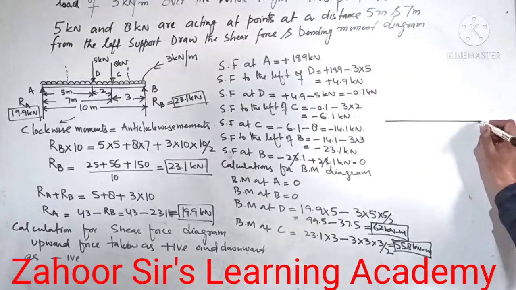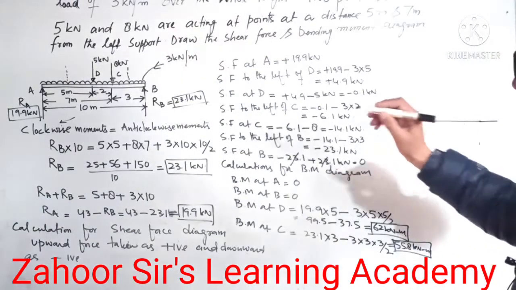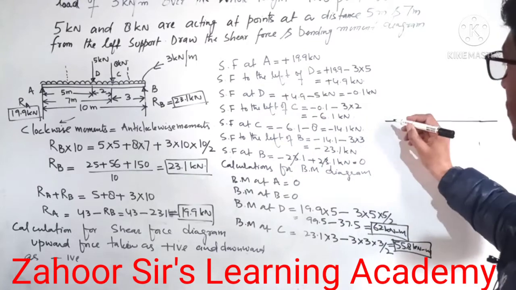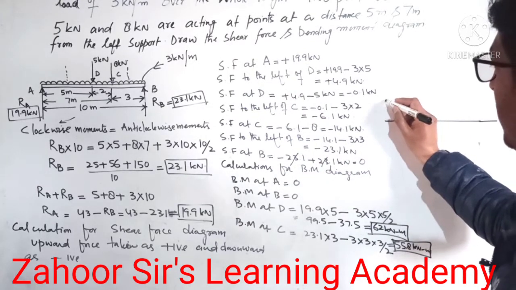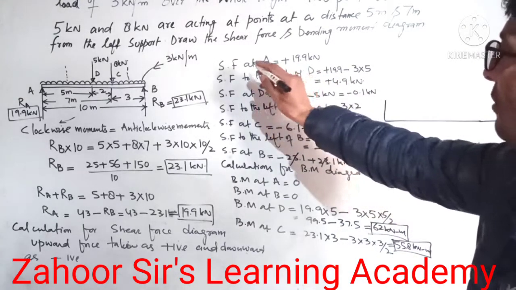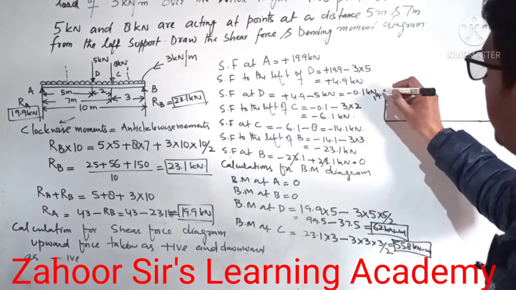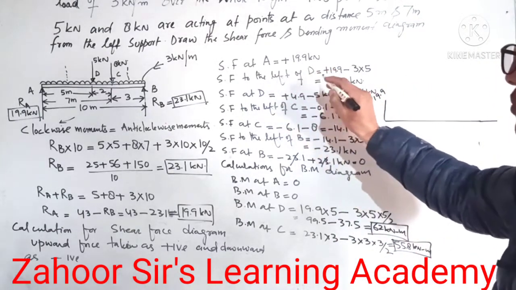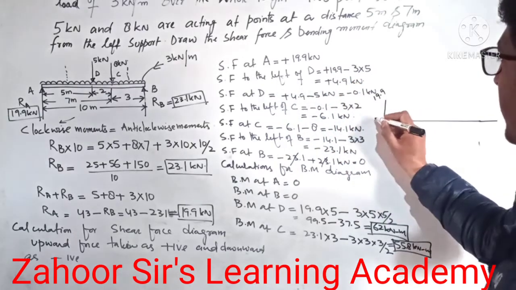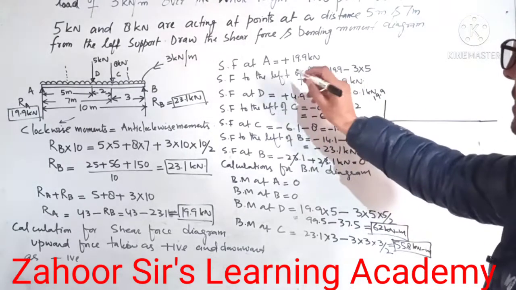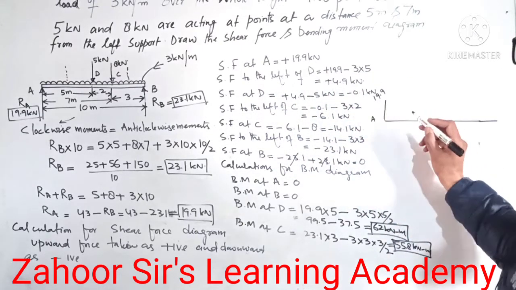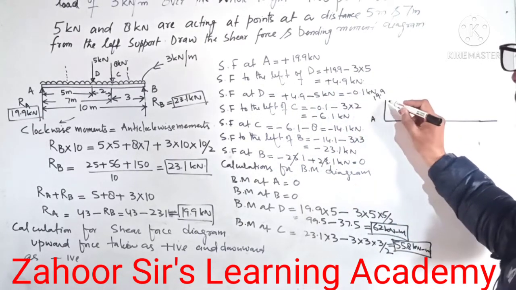If this is a baseline, we have to draw the SF diagram. Let's call this point A. So SF at A is how much? 19.9. So this is my point A. Then SF to the left of D is, again, positive 4 point.